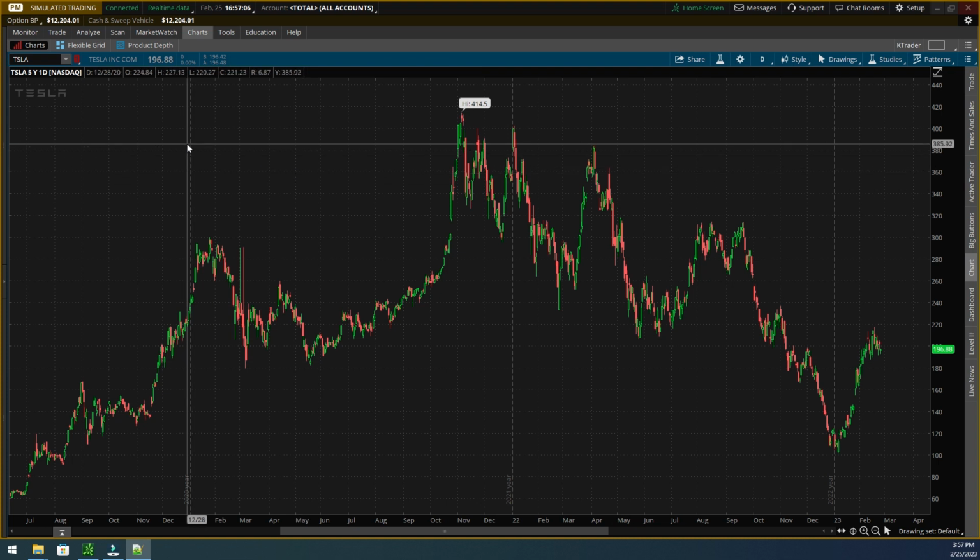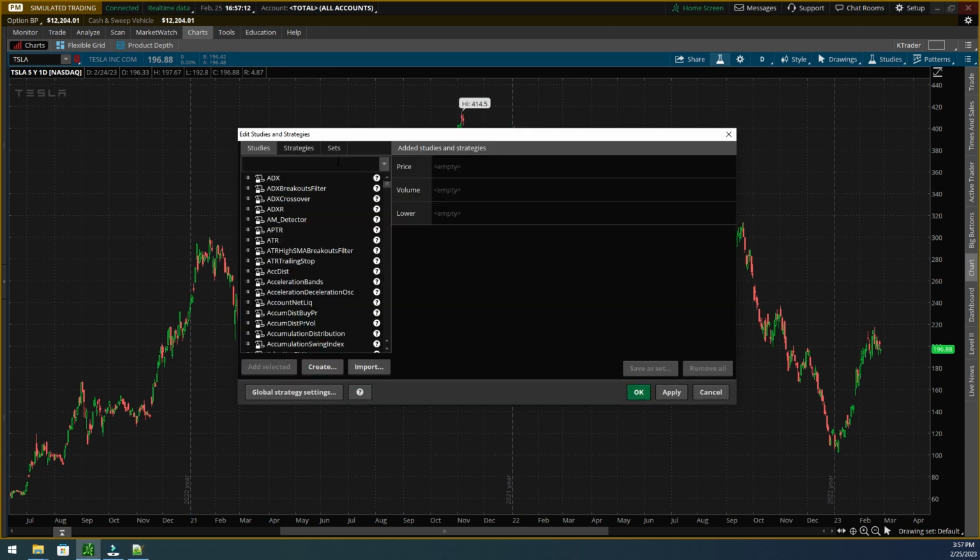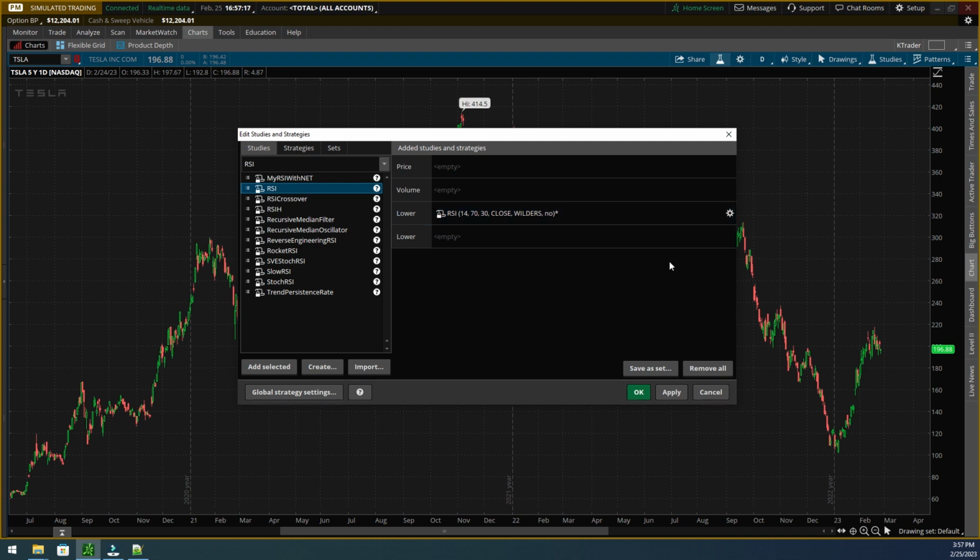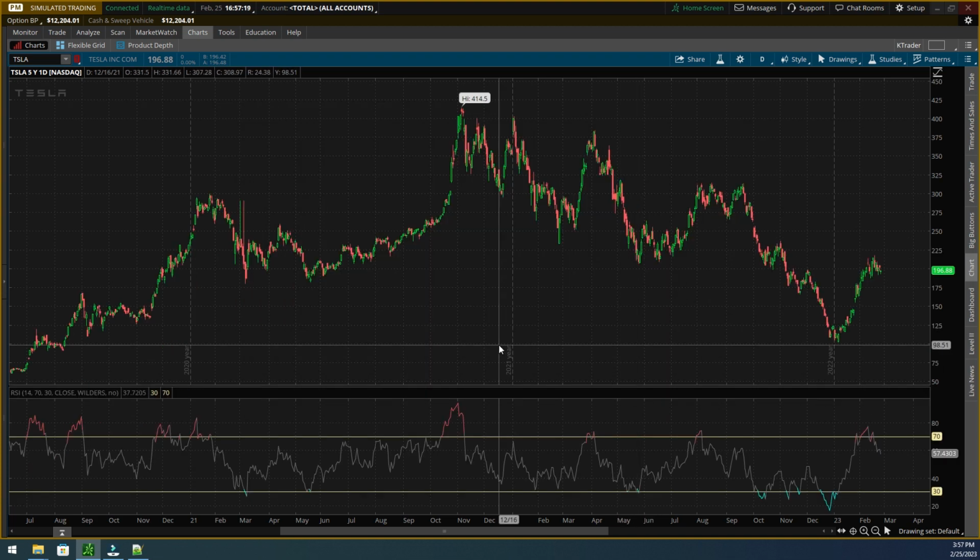I'm using the Thinkorswim platform to view this indicator. All you need to do is edit the studies, type in RSI and click OK. So the platform calculates the RSI values for each day, and it charts out a line chart at the bottom of the screen.